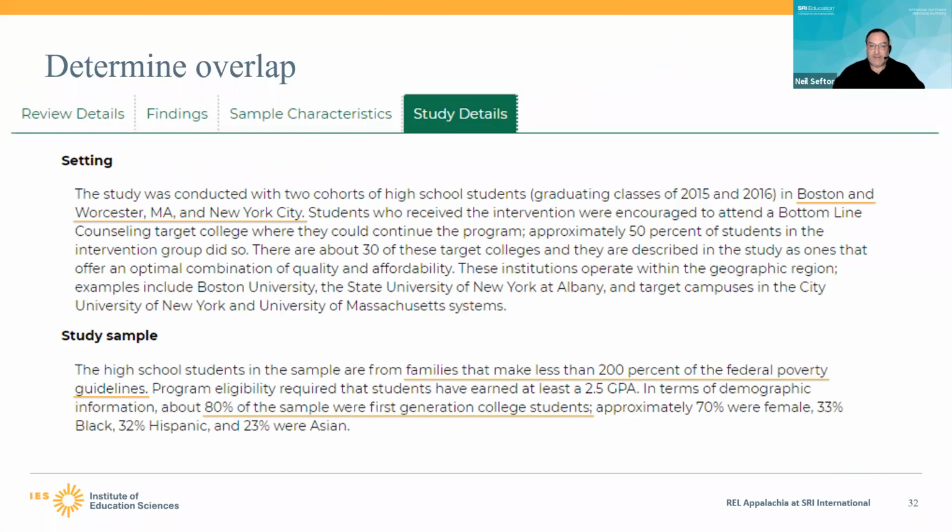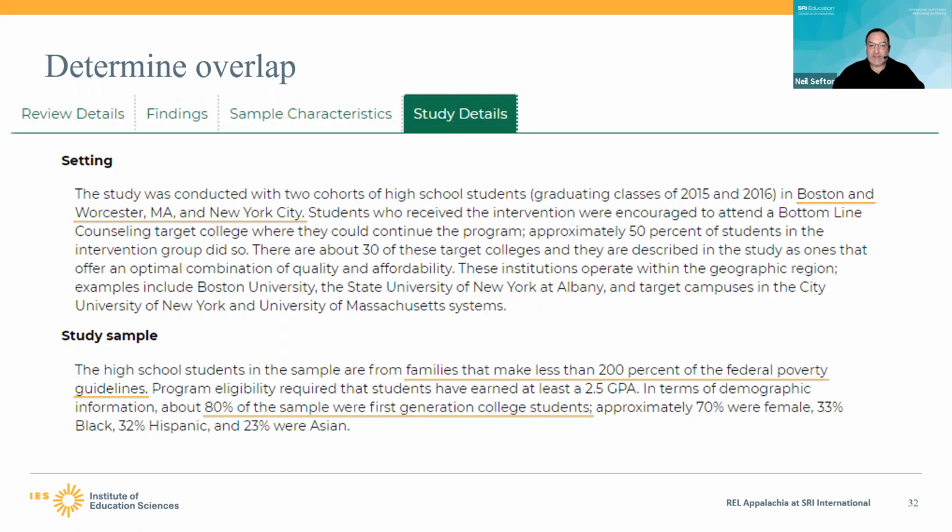This intervention, Bottom Line, has only one study that shows Tier 1 or Tier 2 evidence. Other interventions may have more studies, and you would want to repeat this process for each one. The WWC does not provide specific criteria about how much overlap is needed. However, this information should allow you to compare the study sample and setting to your own and make a judgment as to whether there is sufficient overlap.